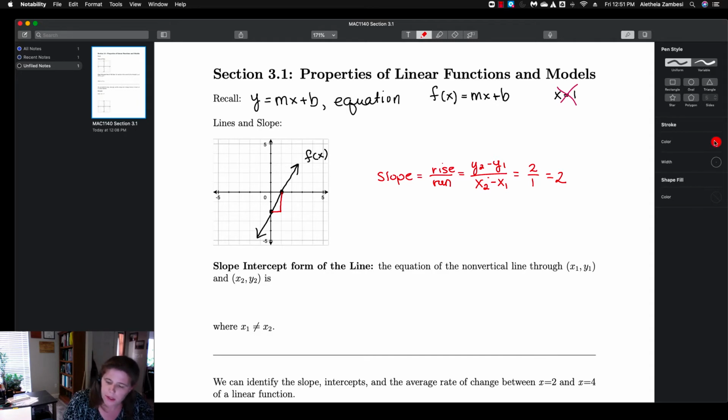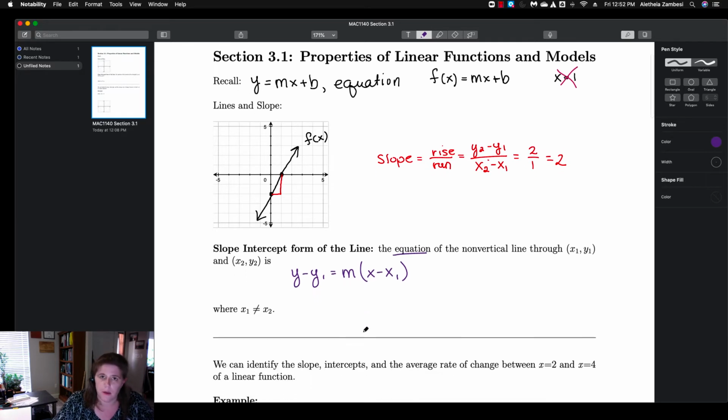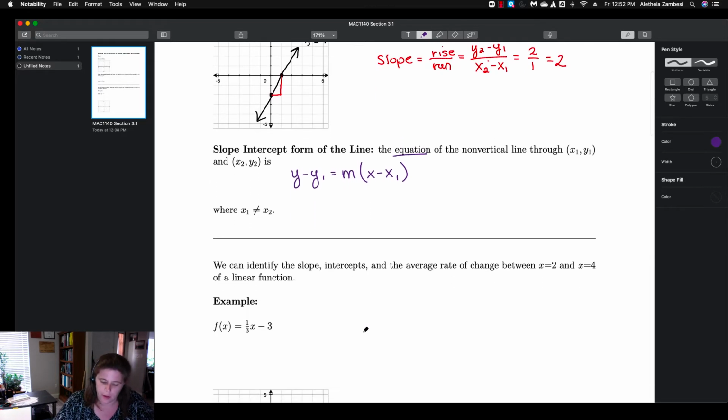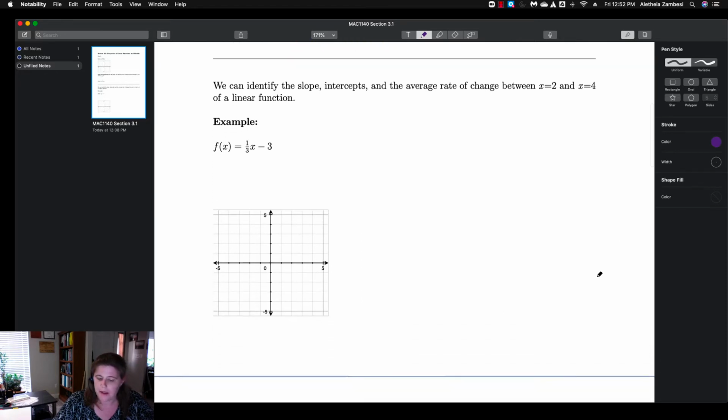Now the point-slope form of the line, just to bring that back to the front of your mind, is y minus y1 equals m, where m is the slope, times x minus x1. And in this case, the two points, x1 and x2, where x1 cannot equal x2, so we cannot have a vertical line.